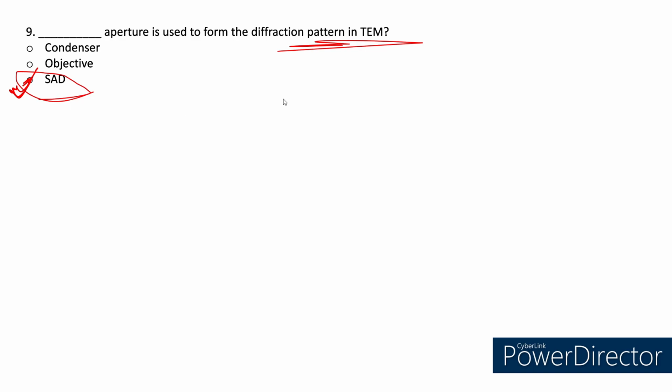Next question, what is the camera constant? Camera constant is given by L lambda.